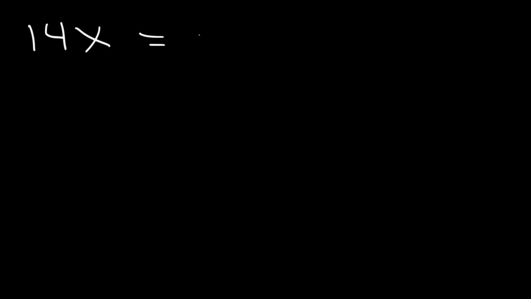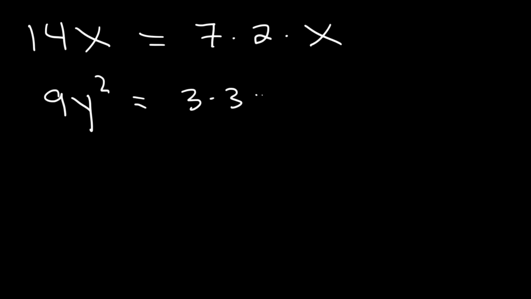14, we can break it down into 7 times 2. And we only have one x variable, so that's 14x. That's how you can factor it. Now let's say if we want to factor 9y squared. 9 is 3 times 3. Y squared is y times y. So that's how you can factor that monomial.